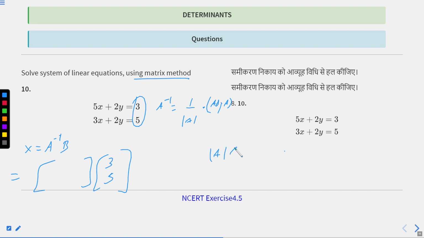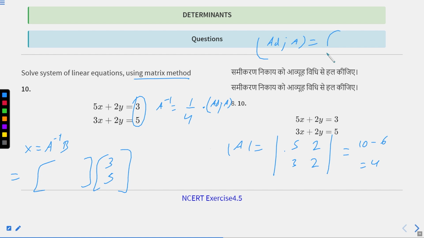So first of all, what is A? A will be the coefficient matrix of 5 2 3 2. Then determinant will be 10 minus 6, which means 4. So determinant will be 4. Now adjoint of A is very easy in a 2 cross 2 matrix. Just interchange these positions, so 2 here, 5 here. Now put minus sign to the remaining entries. So adjoint will be this.